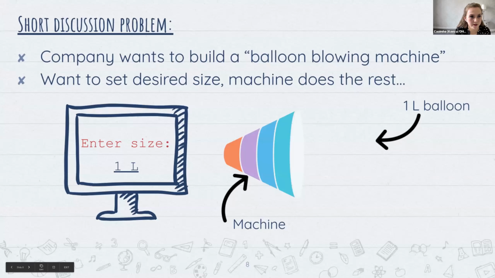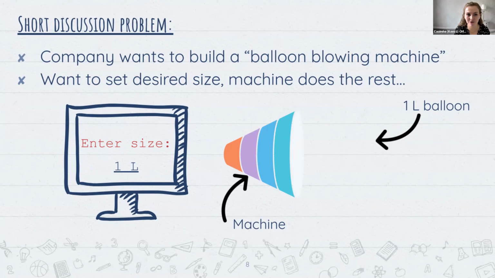Just before we finish, there's only 5 minutes before you get a break, but we thought about having a quick discussion in your groups. In your own plant modeling groups, have a chat about this industrial problem that we're going to give to you. Imagine a company has come to you and said, we want a balloon blowing machine, a machine that's going to blow up a balloon. Probably one already exists, but let's pretend it doesn't.